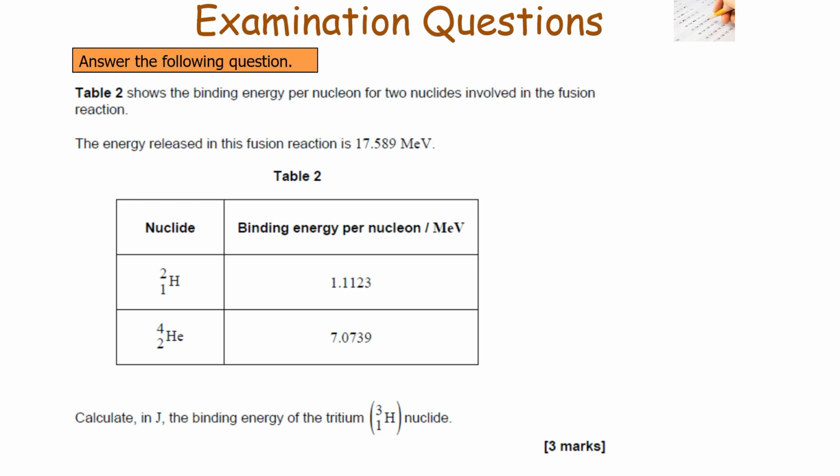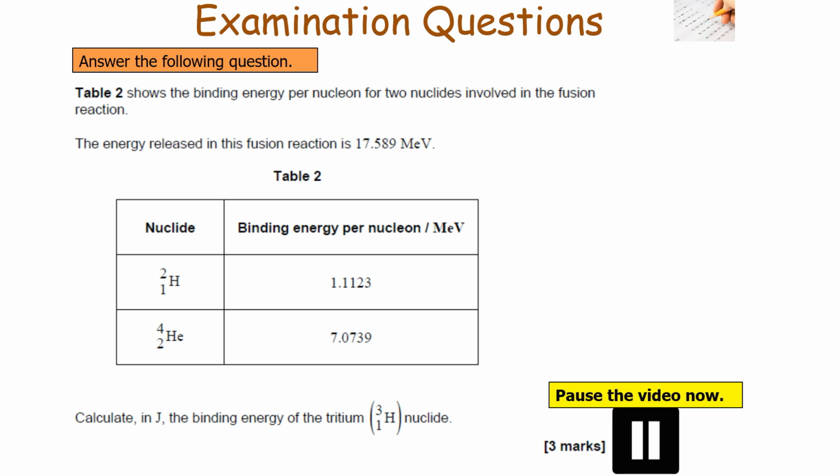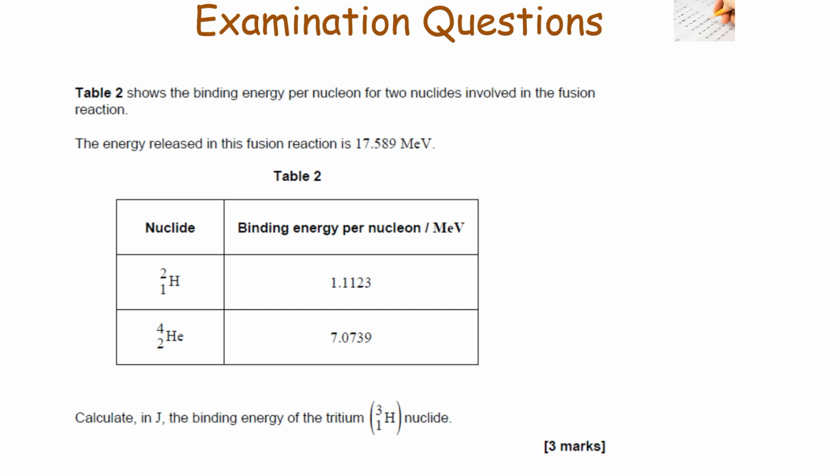Our next question says table 2 shows the binding energy per nucleon for two nuclides involved in the fusion reaction. The energy released in this fusion reaction is 17.589 MeV. So calculate in joules the binding energy of the tritium nuclide. So pause the video now, then unpause the video when you want to go through your answer. So how would you answer this particular question?